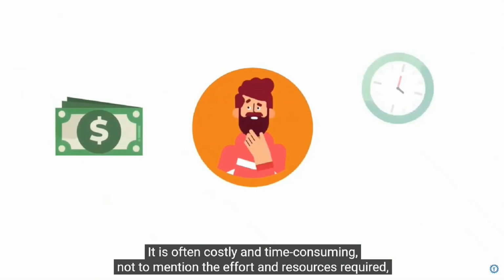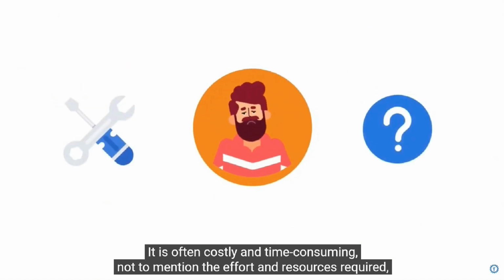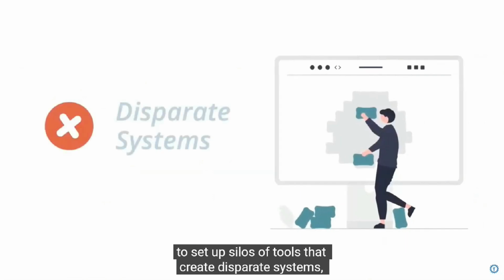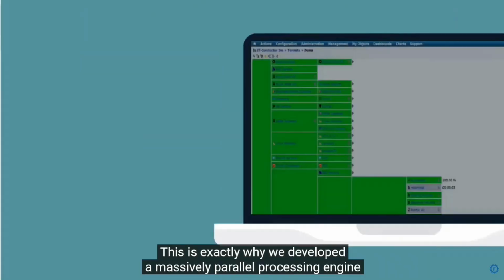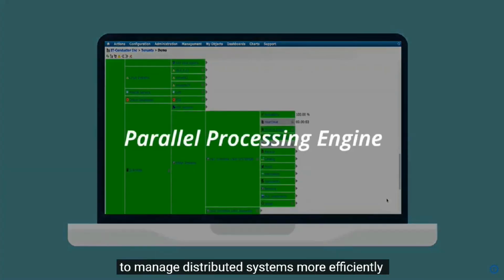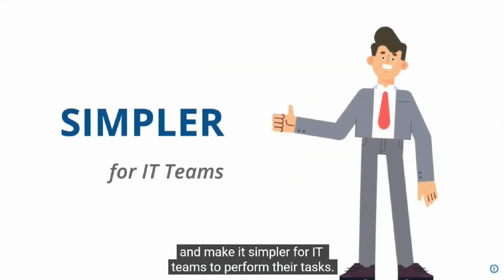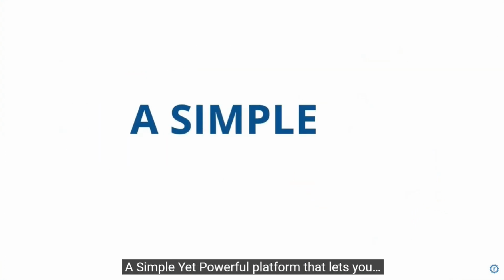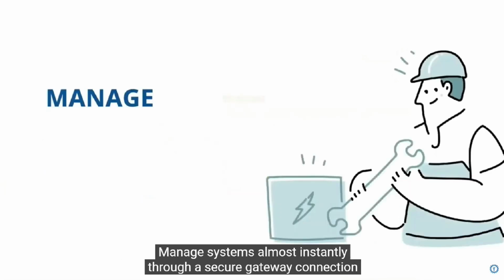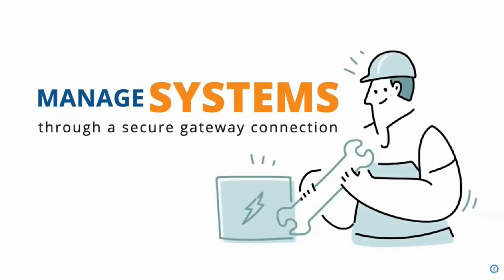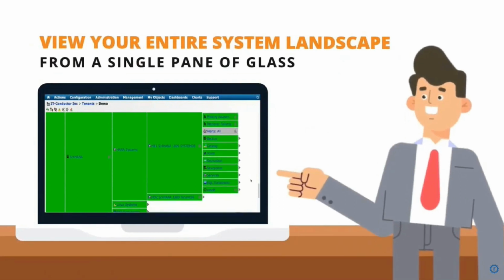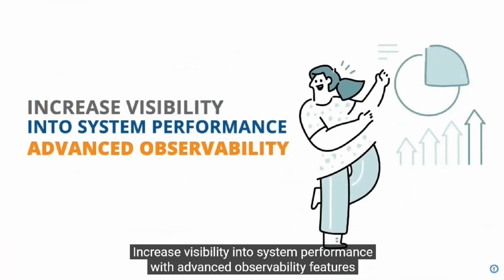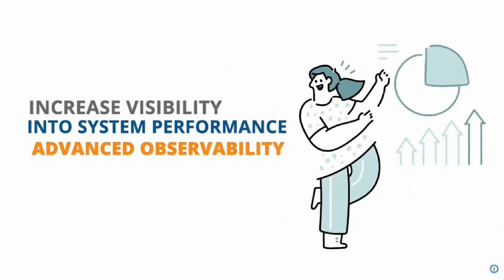It is often costly and time-consuming, not to mention the effort and resources required to set up silos of tools that create disparate systems and a lack of cohesion among functional areas of the business. This is exactly why we developed a massively parallel processing engine to manage distributed systems more efficiently and make it simpler for IT teams to perform their tasks. A simple, yet powerful platform that lets you manage systems almost instantly through a secure gateway connection. Get a better understanding of your entire system landscape from a single pane of glass. Increase visibility into system performance with advanced observability features. Perform root cause analysis using time-synchronized troubleshooting.